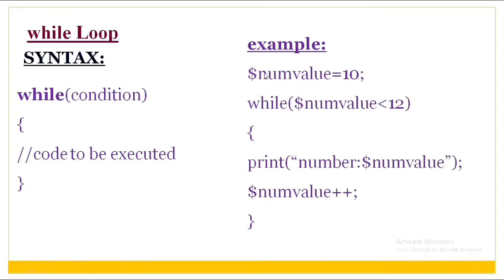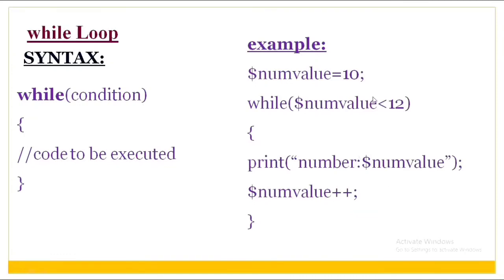Okay, after completing the code, the loop is closed. Next, example. Number value equal to 10. One variable is declared. That variable is number value equal to 10, and the while loop starts: number value less than 12. First check this condition. Open the while loop. Print statement is number. Print the number value. Number value plus plus.